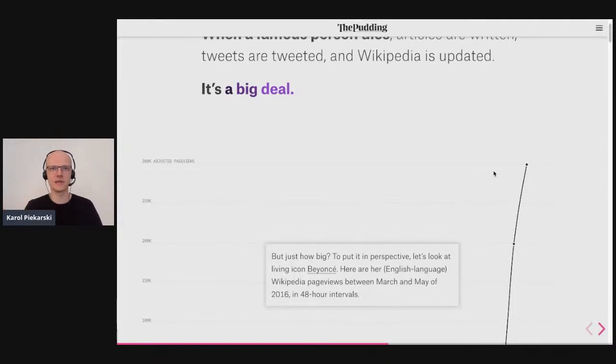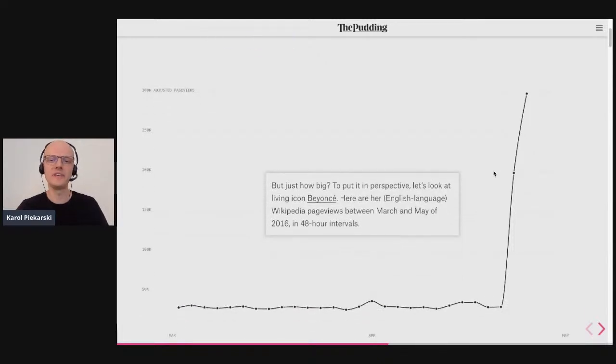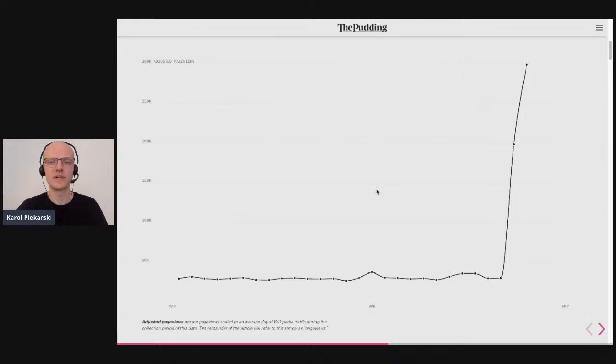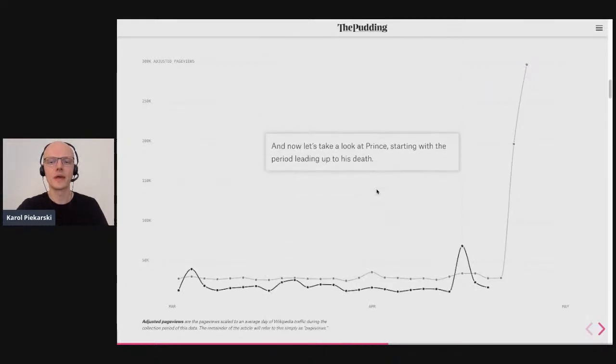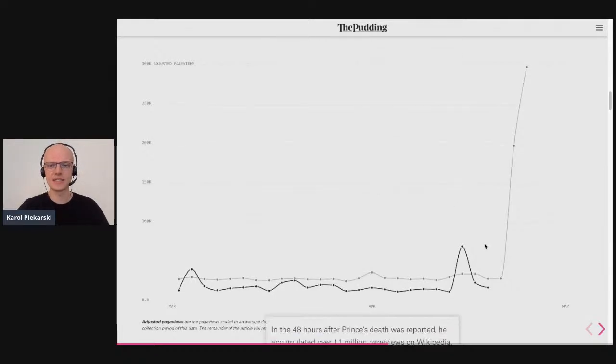So this is another example from The Pudding. It's how the Wikipedia traffic reacted to different events, like important events in history. And you can see this is Beyonce publishing an album, but try to compare that with the moment that Prince passed away. Okay, so you can see that there are two cases.